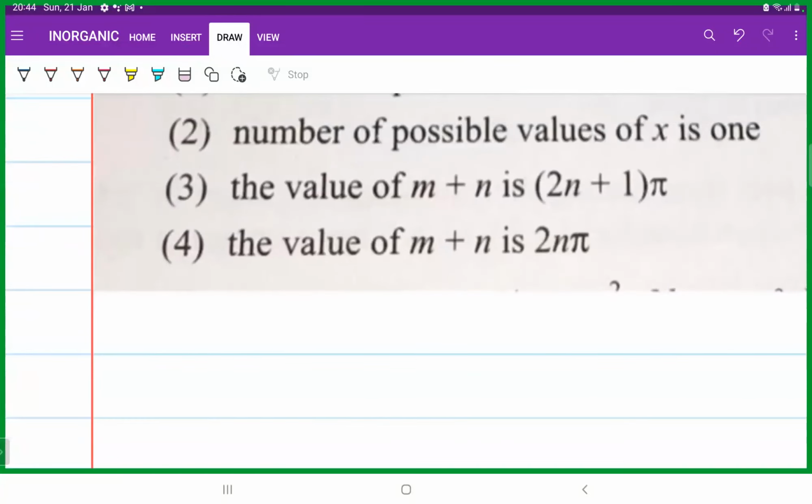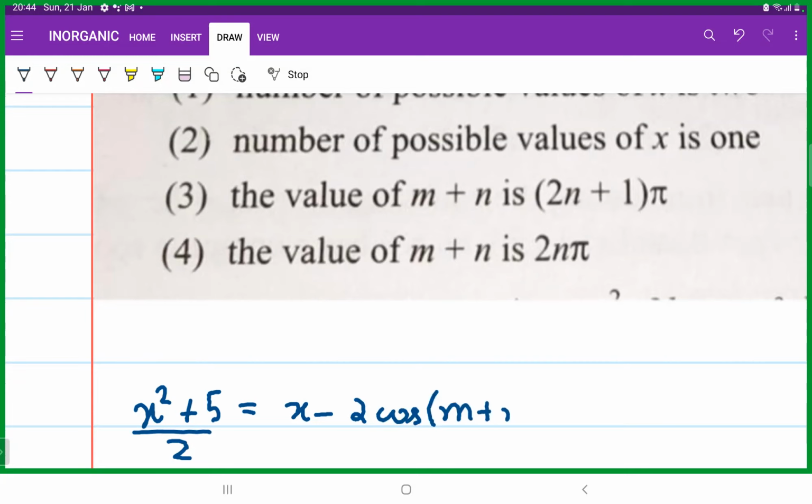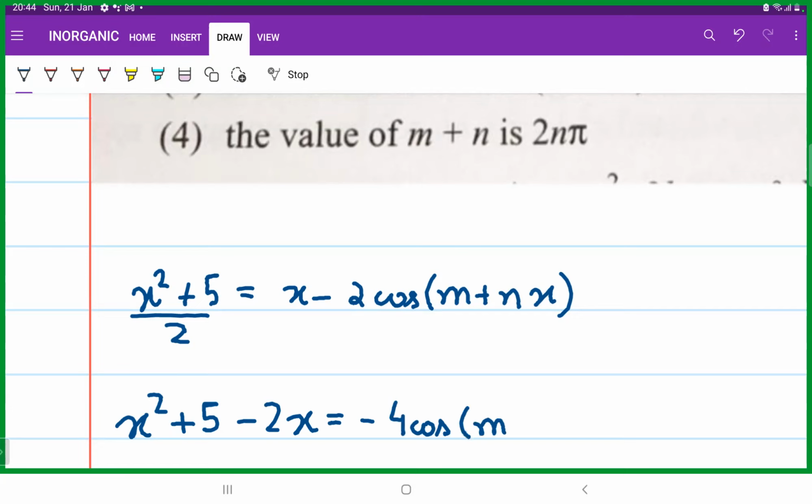Okay. So let's begin. Let us first simplify this equation which has been given to us. x square plus 5 divided by 2 is equal to x minus 2 cos(m plus nx), right? So let's separate the algebraic part to one side. x square plus 5 minus 2x is equal to minus 4 cos(m plus nx), right? This is the equation which we have.